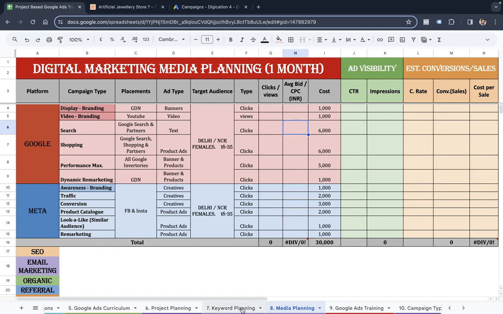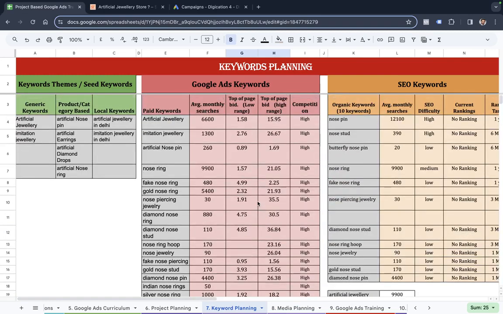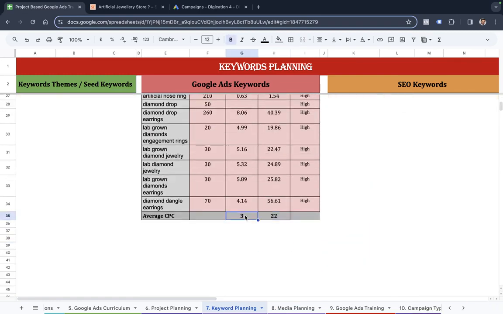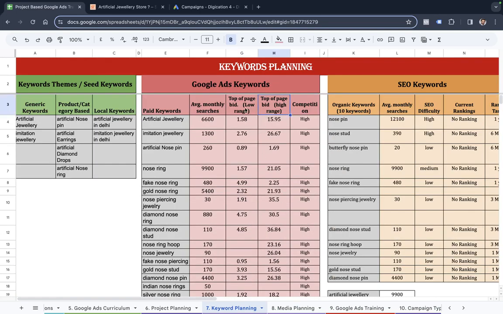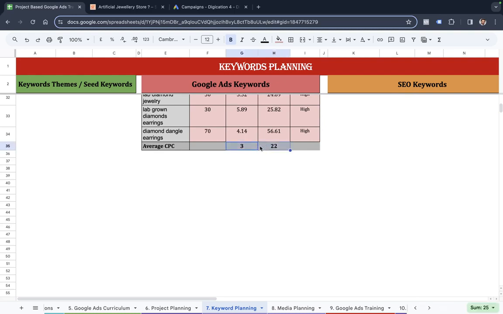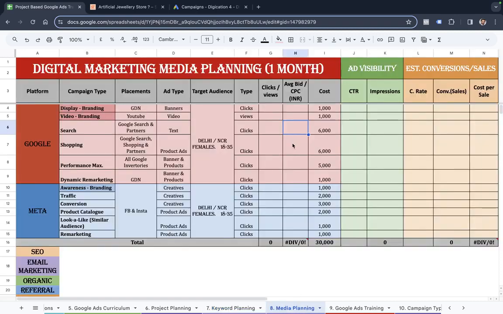Now bidding is something which we have taken out in our keyword planning sheet. So we had this low bidding range of 3 rupees and 22 rupees as the high top of the page bidding amount. We can go with taking the average of these two numbers, which is going to come somewhere around 12.5 rupees. So we are going with somewhere around 12 rupees as the bidding amount for a search campaign. Now, clicks are going to be equal to cost divided by average bidding amount. So we are talking about generating 500 clicks where the cost per click is around 12 rupees after spending 6,000 rupees for the search campaign.